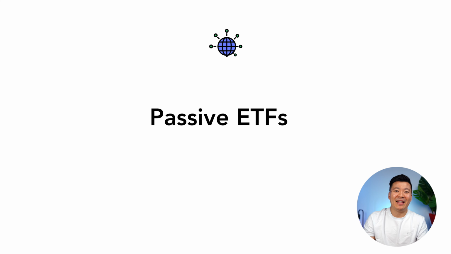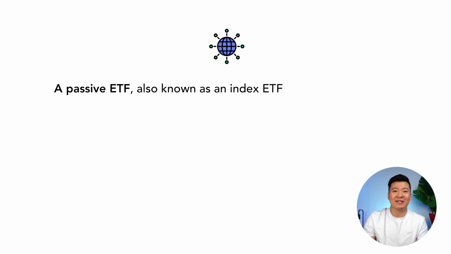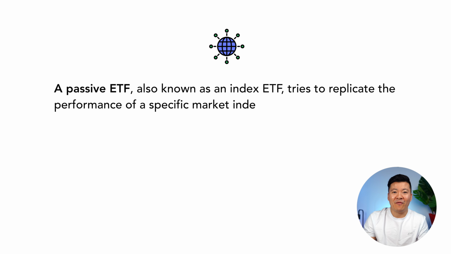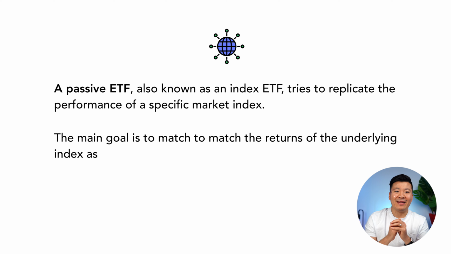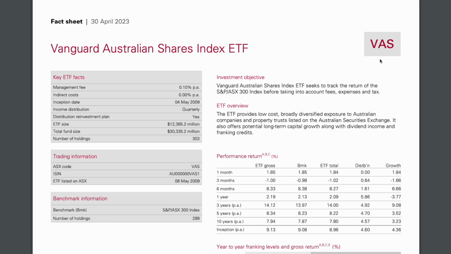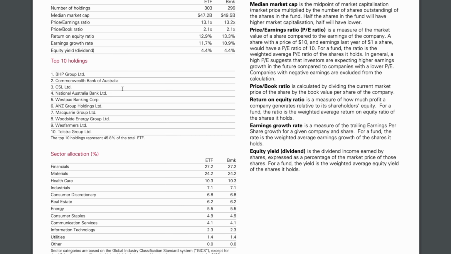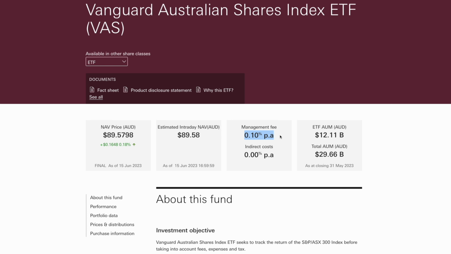Well, that's where passive ETFs come in. A passive ETF, also known as an index ETF, tries to replicate the performance of a specific market index. The main goal is to match the returns of the underlying index as closely as possible. For example, VAS is a passive ETF because it tracks the S&P ASX 300 index. And this particular index tracks the top 300 Australian companies listed on the ASX. This ETF requires very little work because it just follows the exact moves of the index, so it's passively managed. And therefore, their management fees are usually quite low.